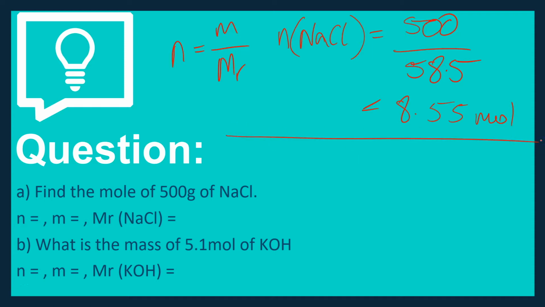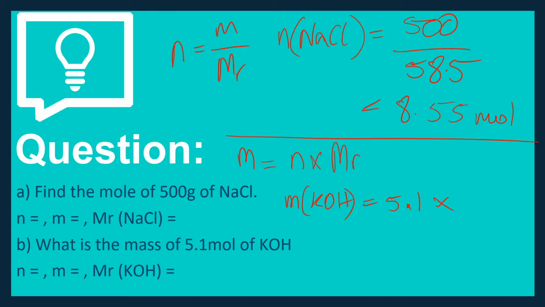As for the second one, we're going to have to rearrange that equation. So it's not going to be n is equal to m on Mr. You've actually got to bring the Mr on the bottom across to the other side, and so if you flip it around and rearrange it, you'll end up with m is equal to n times Mr. So here we want to know what the mass of potassium hydroxide is. So that's going to be equal to the number of moles, which is 5.1, times the molar mass, or Mr, of potassium hydroxide, which is KOH.